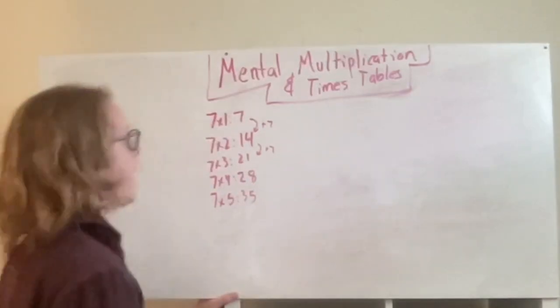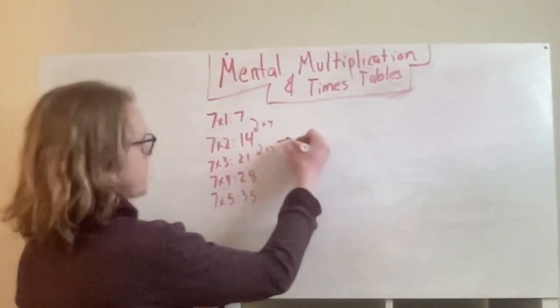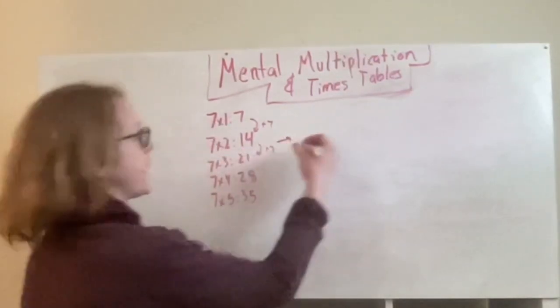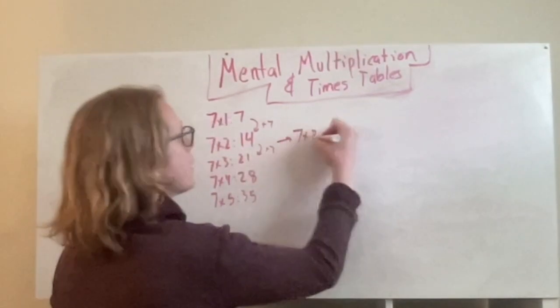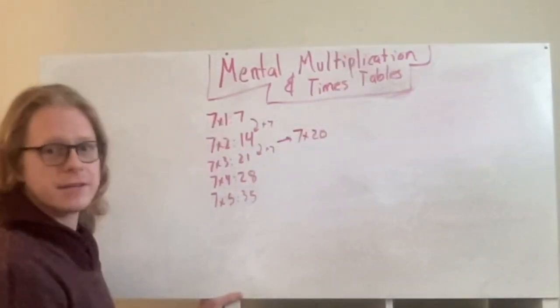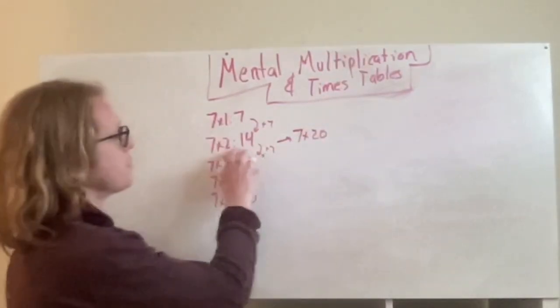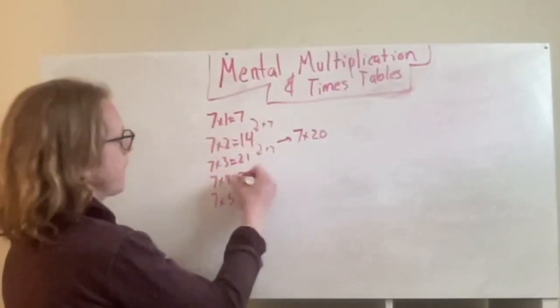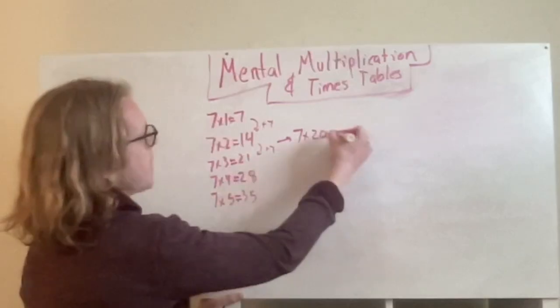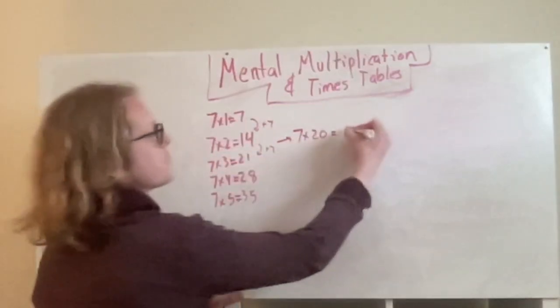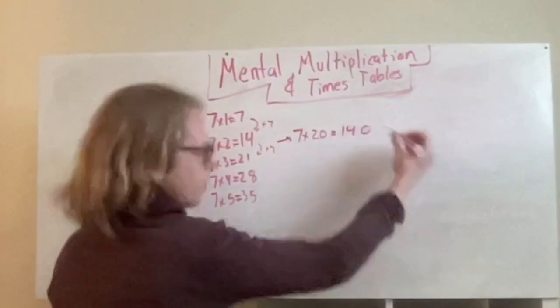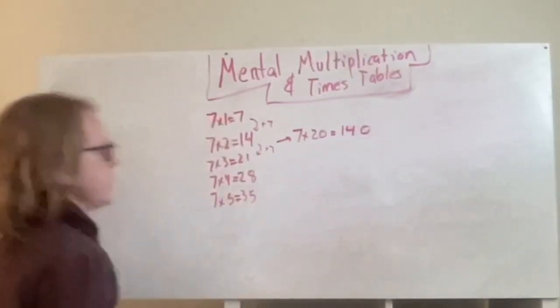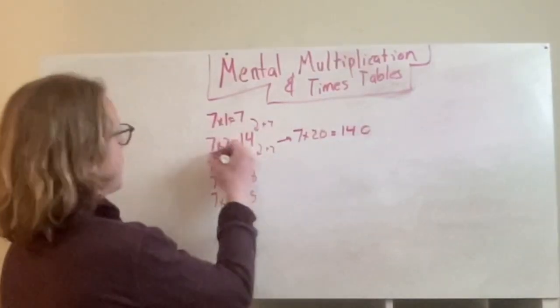What I want to show you now is that if I know what 7 times 2 is, then I also know what 7 times 20 is. Okay, if 7 times 2 is equal to 14, then 7 times 20 is equal to 140. Okay, do we see this pattern here?